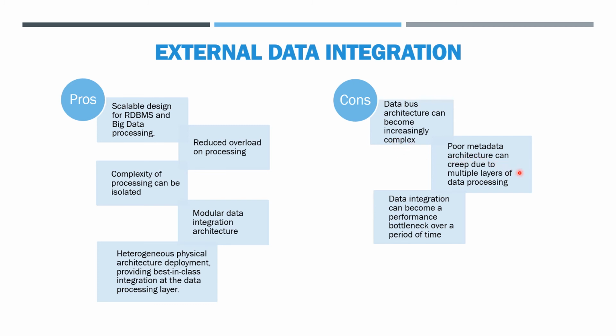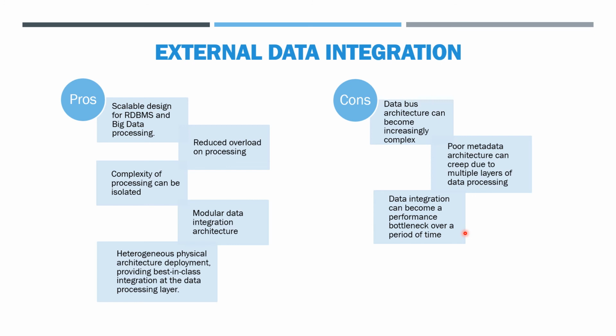Poor metadata architecture can creep in due to multiple layers of data processing, and last one, data integration can become a performance bottleneck over a period of time. So these are the pros and cons that we need to consider in order to choose which to integrate in our data warehouse and big data.